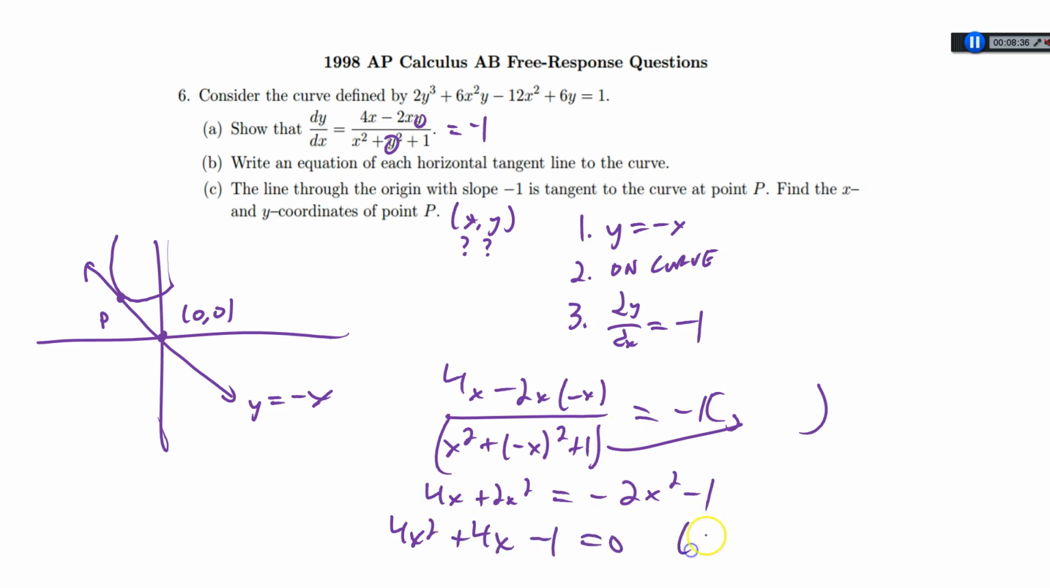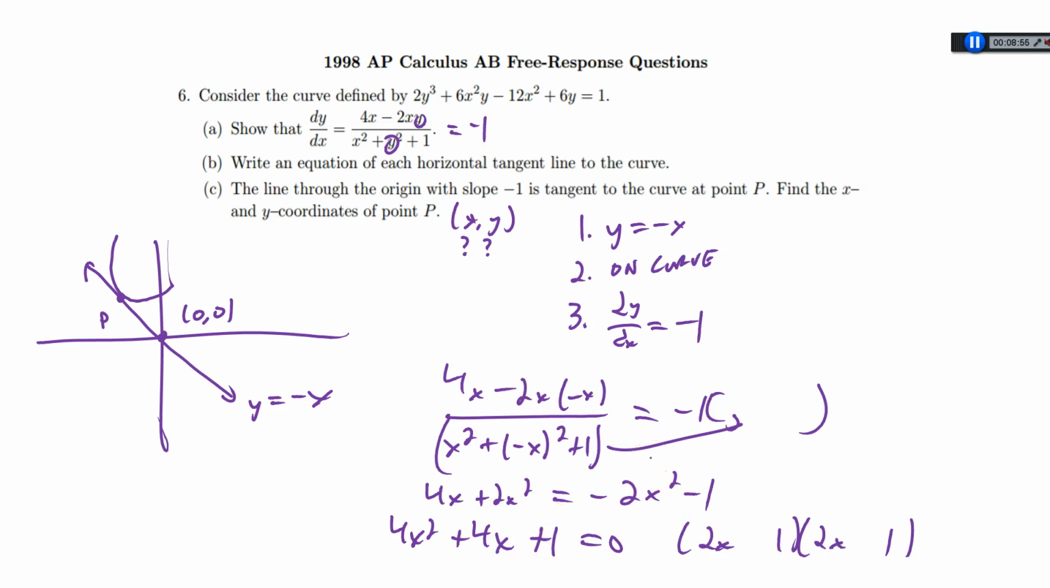I think we can factor that. Let's see, 2x and 2x, 1 and 1, and looks like it's going to be... is that going to work? Did I do something wrong? Let's see. Oh, this is a plus 1. I was going to say, something seems wrong.